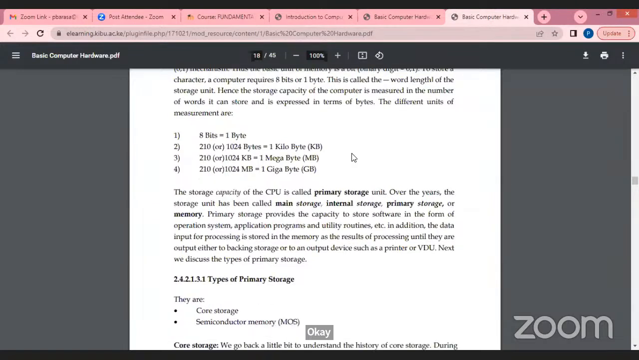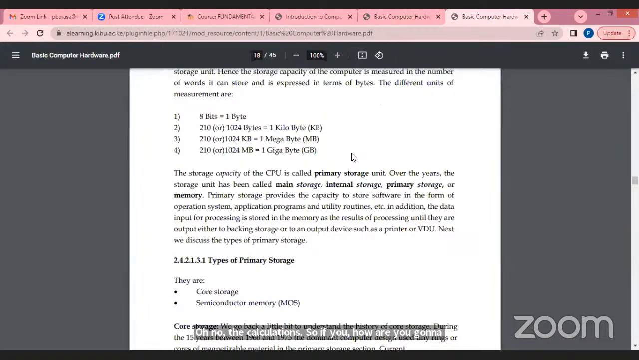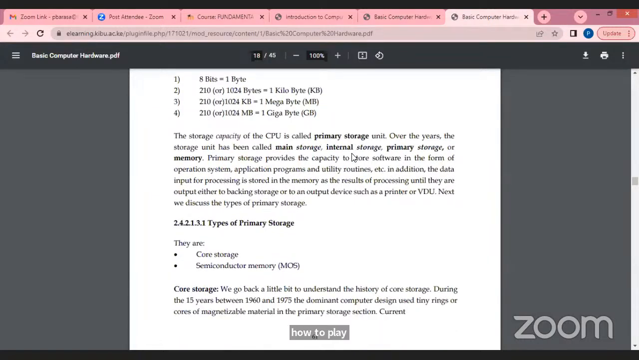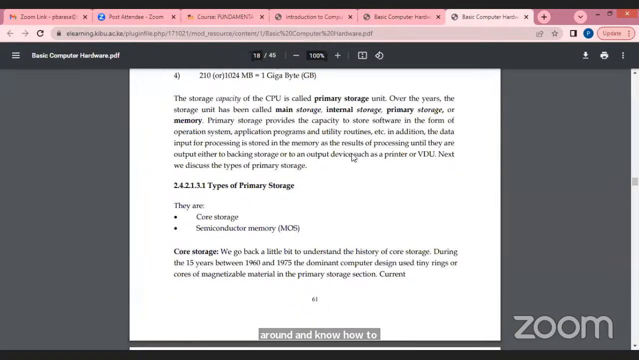So the storage capacity of the CPU is called the primary storage unit. Over these years, the storage unit has been called the main memory, internal storage, primary storage, or memory. So primary storage provides the capacity to store software in the form of the operating system, application programs and utility routines, in addition to the data input for processing. It is stored in the memory as the results of processing until they are output, either to backing storage or to an output device, such as a printer or a video.